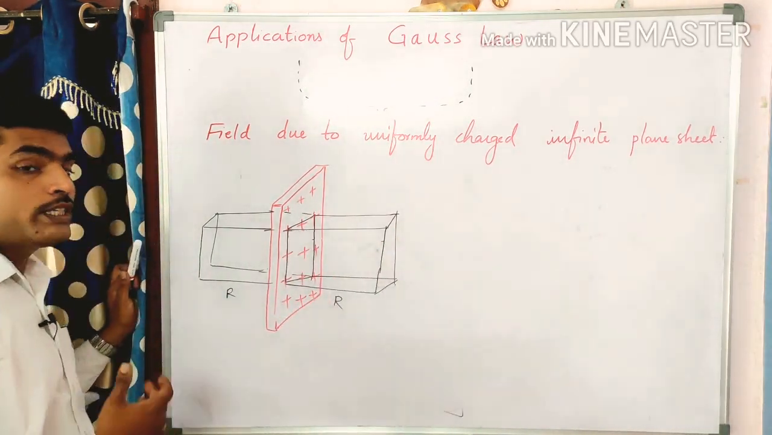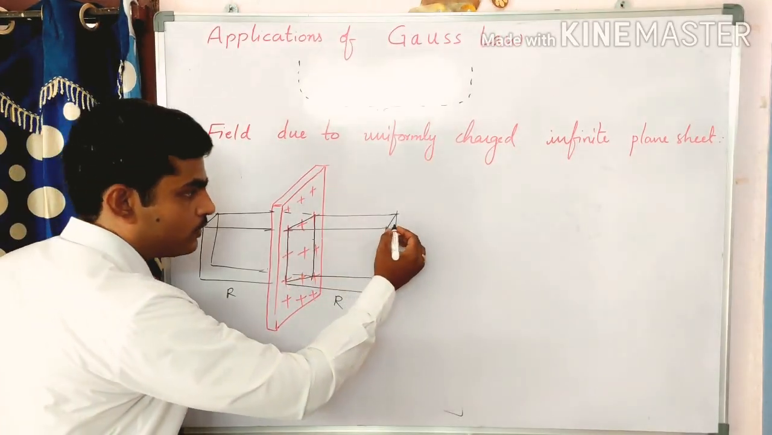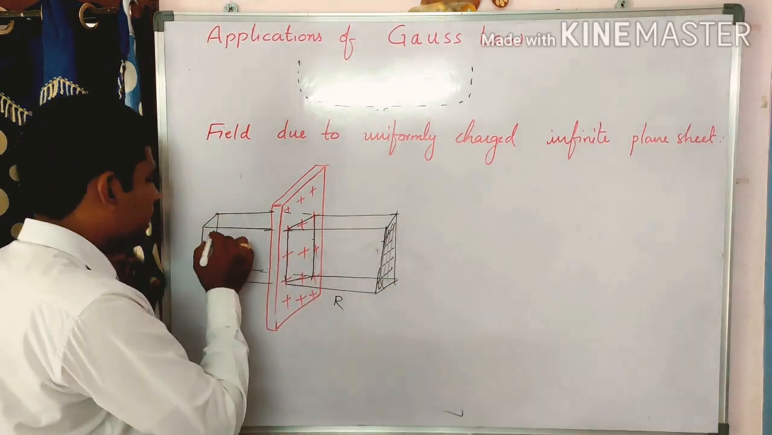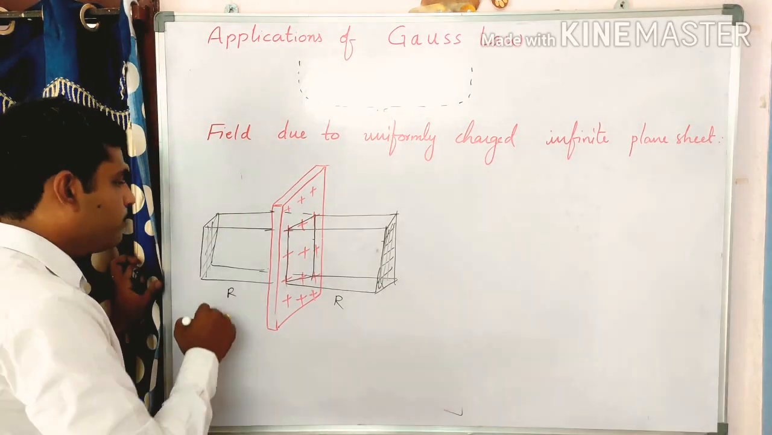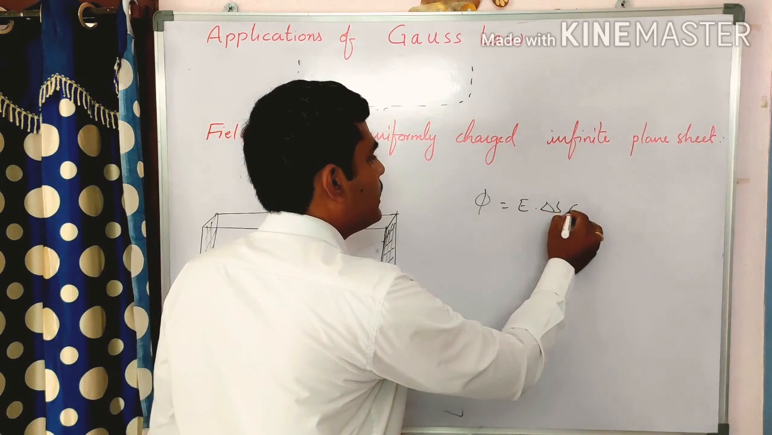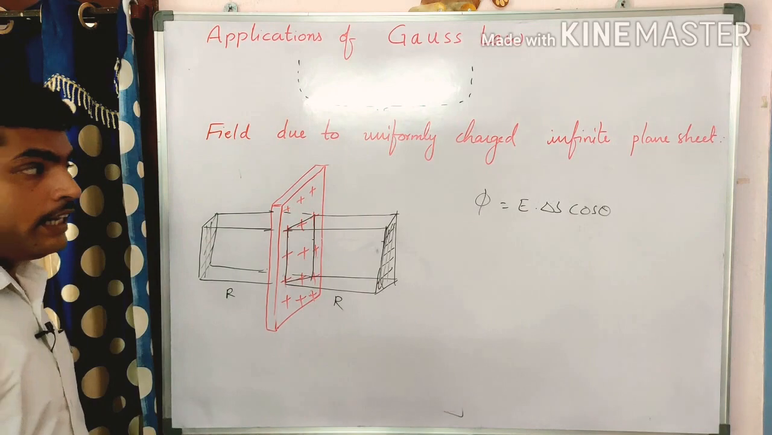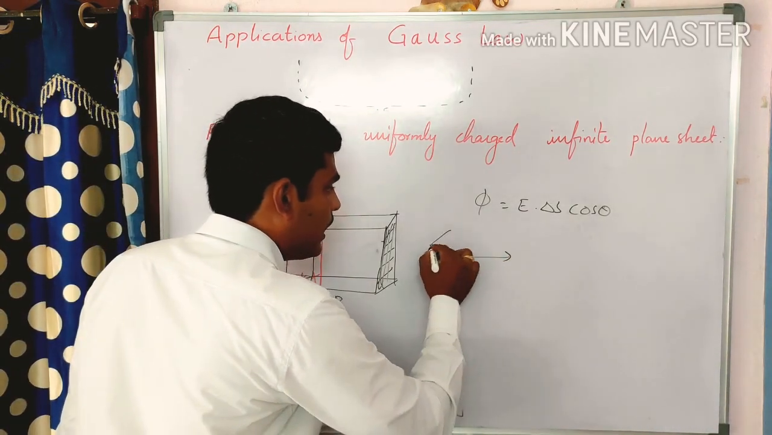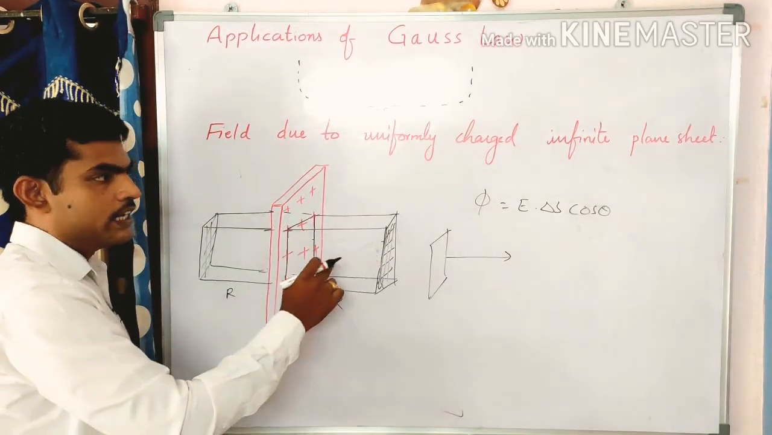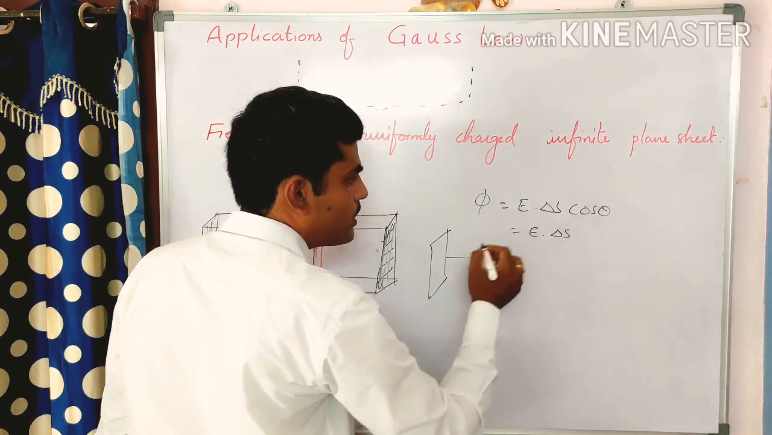Now which sides do we have to take into count? The electric field is in this direction, so these surfaces must be taken into count. Why? Because of the basic electric flux formula: E into delta S cos theta. The electric field is in this direction and the surface is in this direction, so the angle is 0 degrees, cos 0 is 1, giving E into delta S.